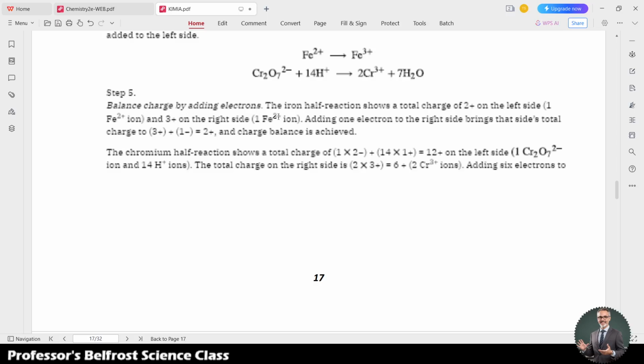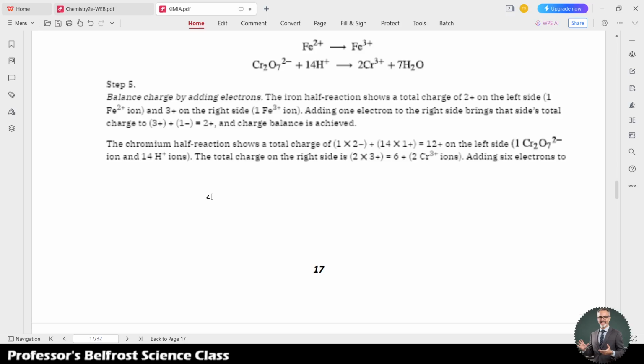Balance charge by adding electrons. Okay, so the iron half reaction has a total charge of +2 on one side and +3 on the other side. So what is the number to neutralize it? Yes, 6, +2 times +3.